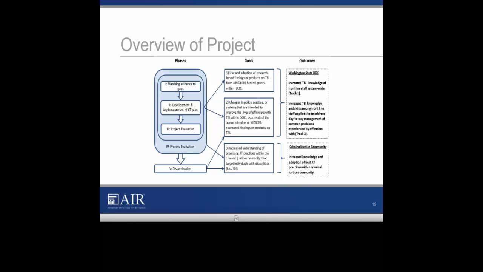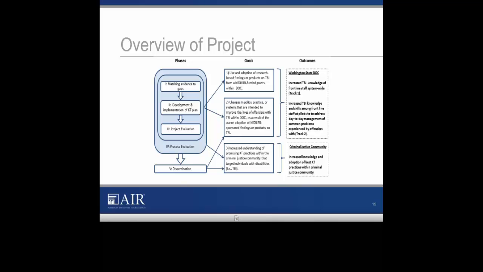There's a strong project evaluation component, but it's also wrapped inside a process evaluation. So we think an important outcome from our project will be an understanding of the process of working within the DOC, understanding the facilitators and barriers that we experience as we attempt to do this work, and to be able to document that so that we can share it with other people who may want to do this kind of work. And then finally, of course, dissemination.